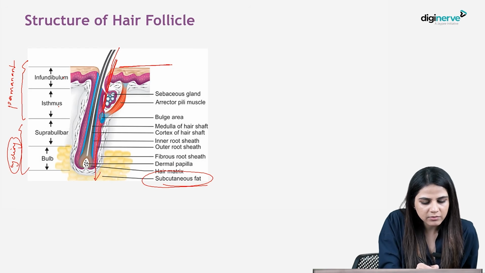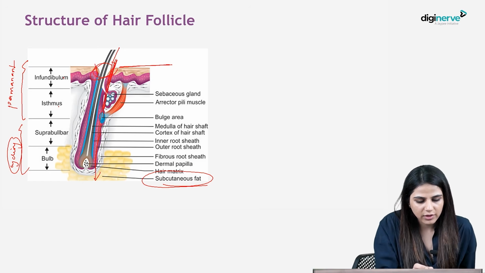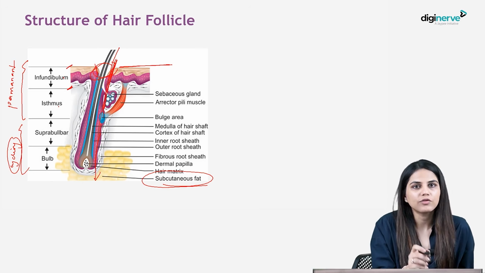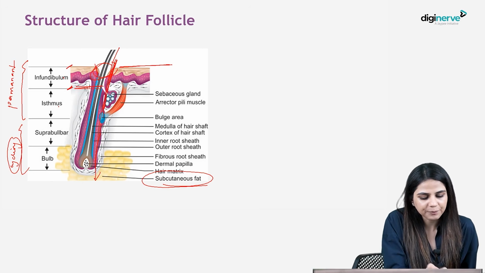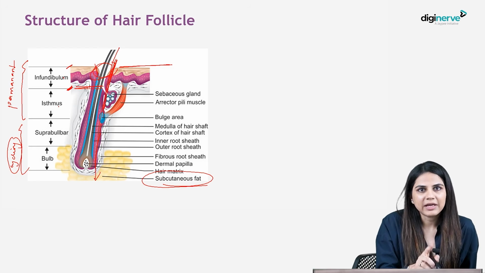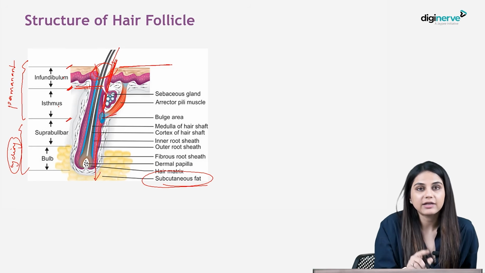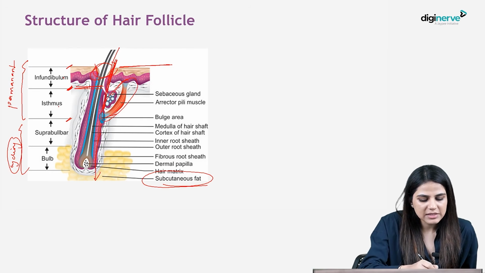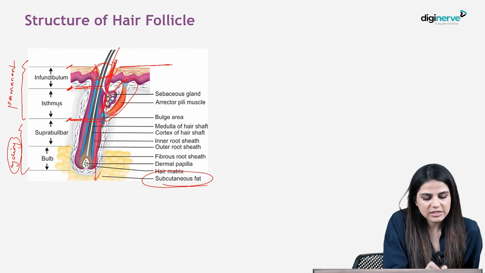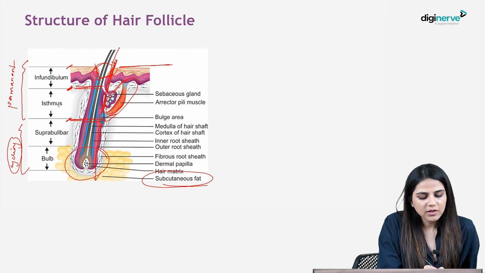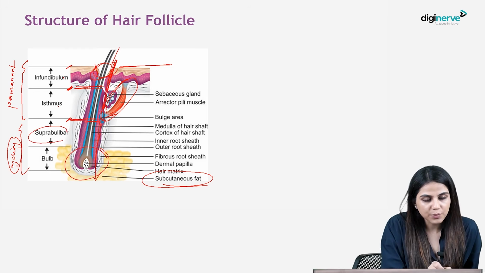So the infundibulum is the entry point or the funnel shaped entry of the hair follicle. It starts from the surface of the skin and ends at the opening of the sebaceous gland, as we can see in the picture. After that, the isthmus starts and extends to the insertion of the erector pili muscle. The muscle that we see here is the erector pili. So this is isthmus. The bottommost part is the bulb, and above the bulb and below the isthmus is the suprabulbar region.